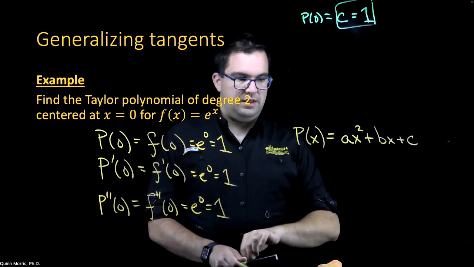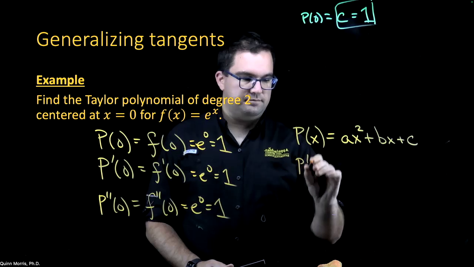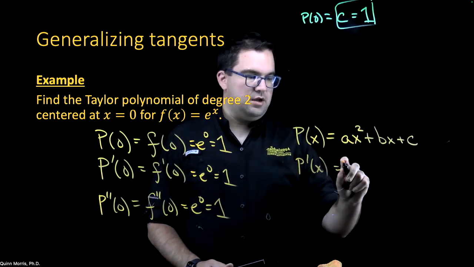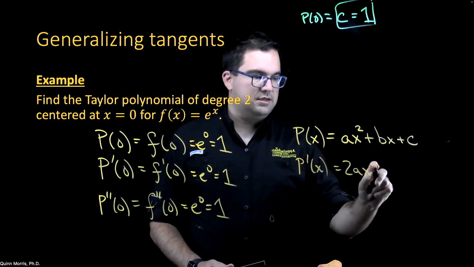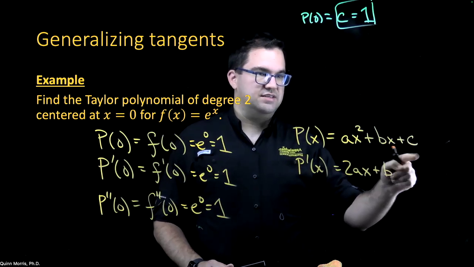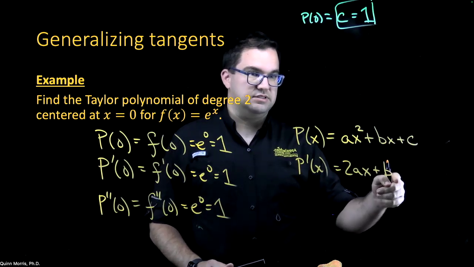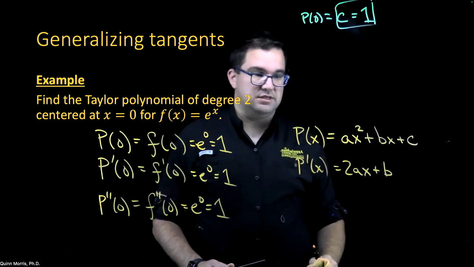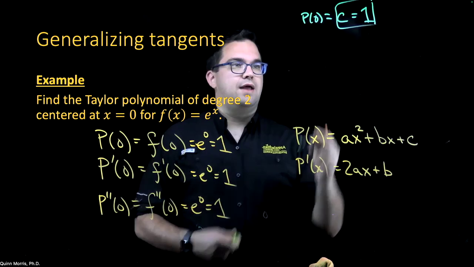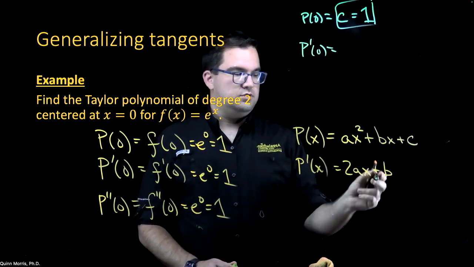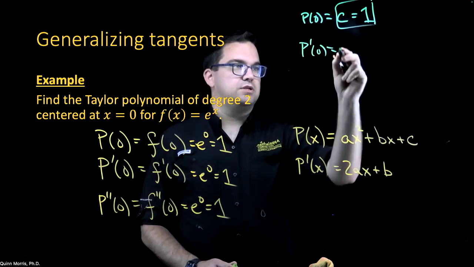Now let's take a derivative here. If I take a derivative, what's going to happen? The 2 is going to come down. I'm going to get 2ax plus b, plus the derivative of c. c is a constant, so it's 0. I mean, the constant is 1, but it doesn't matter, right? The derivative of any constant is 0. And so now when I look at p prime of 0, I plug in x equals 0 here, and I'm just going to get b.